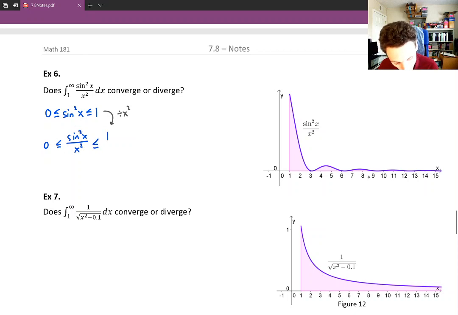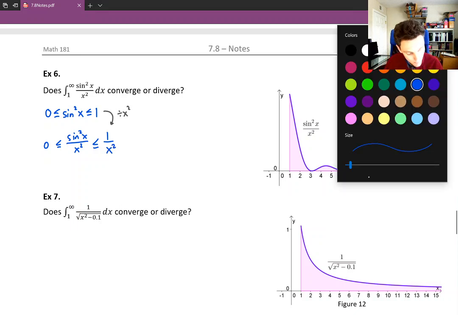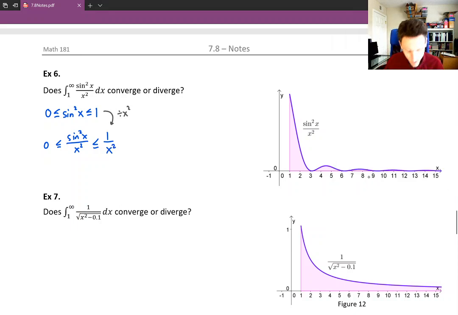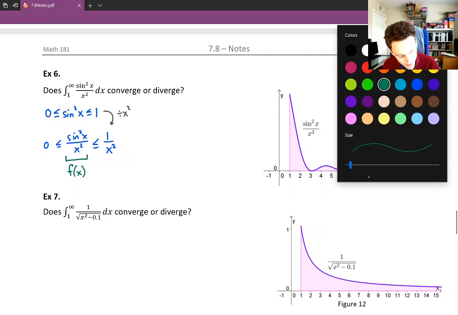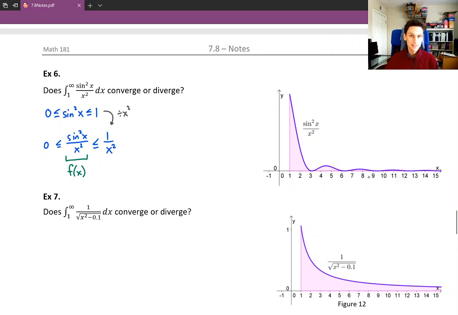And then 1 over x squared is 1 over x squared. So this is great because now we've got this inequality that we need to make comparisons. Now we've got our function, which we're going to call f of x, to match the comparison test explanation that we were just talking about. And then we've got a function that's bigger than it.